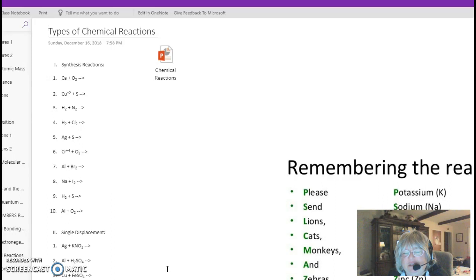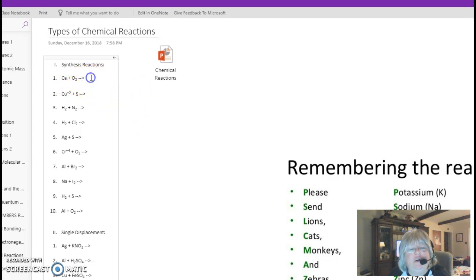I've got to admit, I was kind of surprised to get asked this question because that's something that we did back in October. So let me just try and refresh your memory. And I'm going to do that with my synthesis reactions here. Okay, so let's say we've got this reaction, calcium and oxygen. Okay, so calcium plus O2.